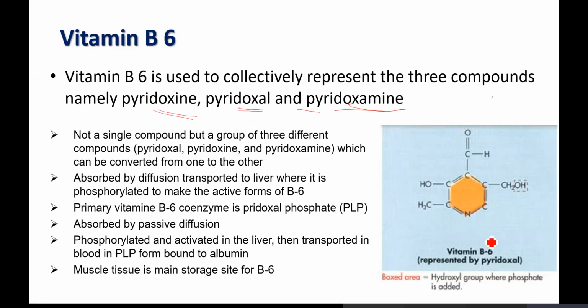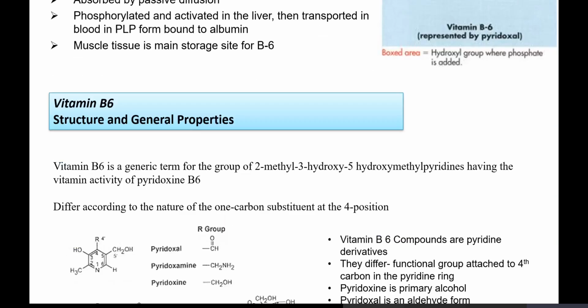Okay, so this is vitamin B6 in the form of pyridoxal. These vitamin B6 compounds are pyridine derivatives, therefore they are called pyridine derivatives. They differ from each other only in the structure of the functional group attached to the fourth carbon in the pyridine ring. You have this pyridine ring. So pyridoxine is a primary alcohol. I think I have this structure.